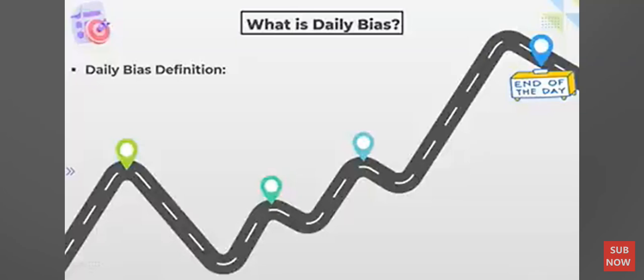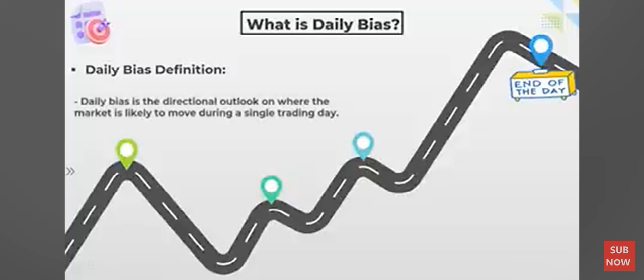Easily lead to losing trades. But when the bias is clear, trading becomes much simpler, as it helps you make informed decisions with confidence. You know the market's likely direction, which allows you to focus on finding the best setups instead of second-guessing every trade. For those of you who don't know, daily bias is the directional outlook on where the market is likely to move during a single trading day.